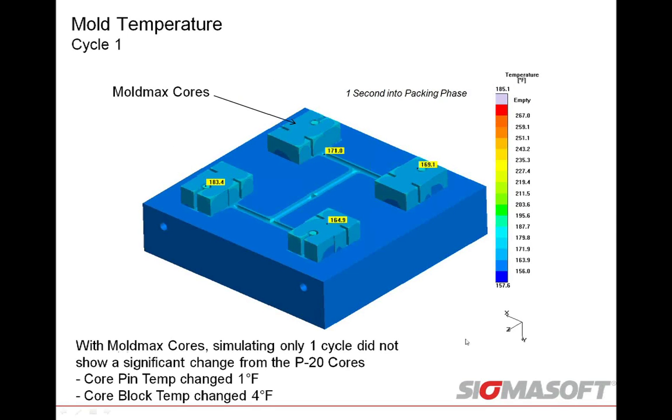So with the Mold Max cores, 1 cycle did not show a significant change from the P20. Just running 1 cycle, yeah, I noticed a difference. My core pin temperature changed 1 degree. My core block temperature reduced 4 degrees. But if I were an engineer running this part and had to make that decision and say, do I make everything P20? Is that good enough? Or do I make my cores Mold Max? I would look at this result with just 1 cycle and say, you know what, not a huge difference. I might as well just stick with the P20 cores.